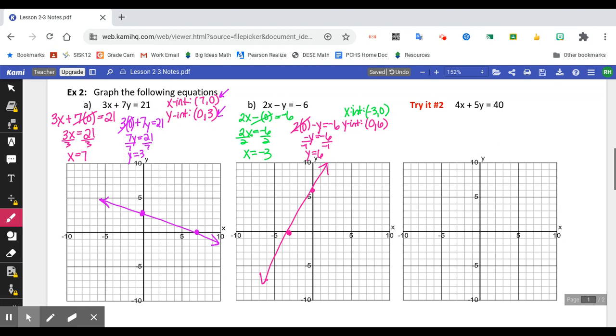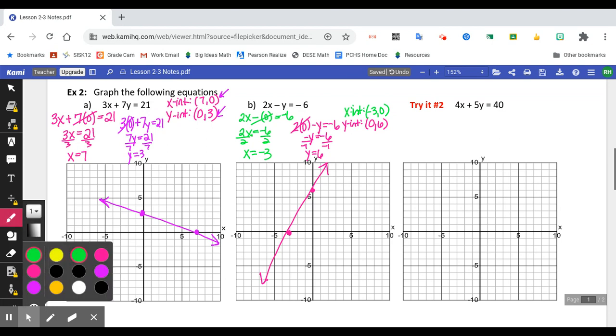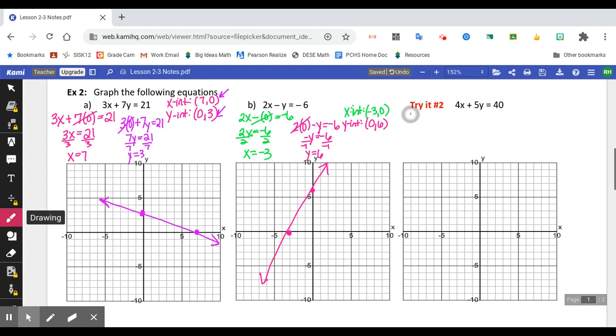Okay, pause the video and try your own. Intercepts, plugging in zeros. Here we go. 4x plus 5 times 0 equals 40. This is gone. 4x equals 40. Divide by 4, x equals 10. So my x-intercept is 10, 0.